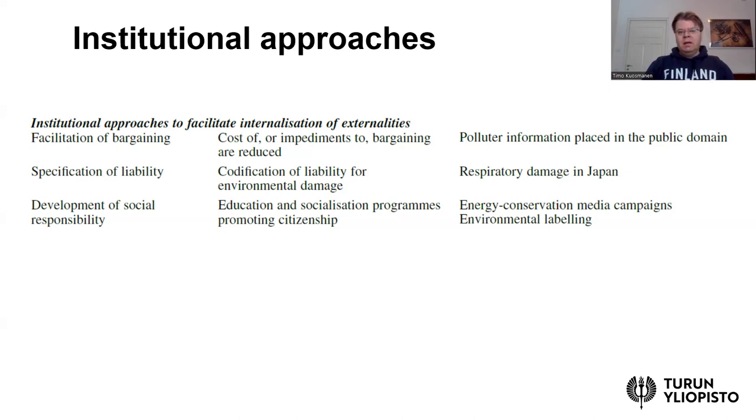But if there are many parties that suffer from the damage, then bargaining can be difficult to achieve. So there can be ways to facilitate the bargaining better. For example, polluter information placed in the public domain, or just having public data of how much different firms are polluting, can already be helpful. Also related to the Coase theorem, legally specifying the liability, who is responsible for the damages, can already help to avoid such damages.